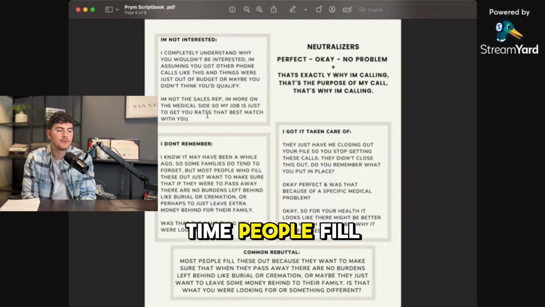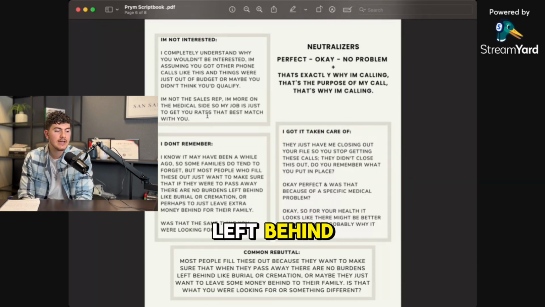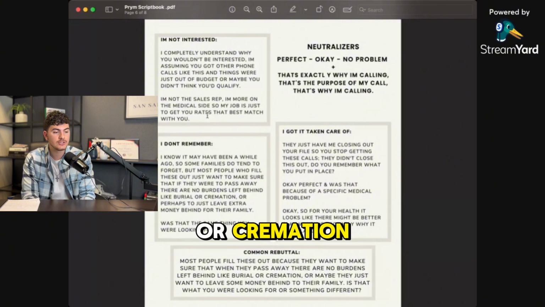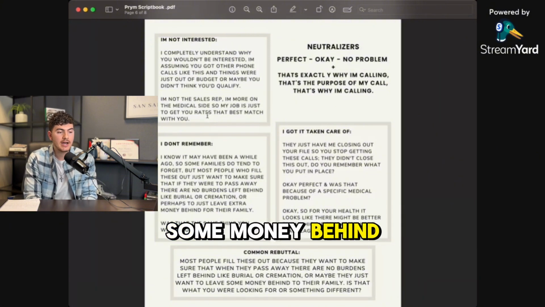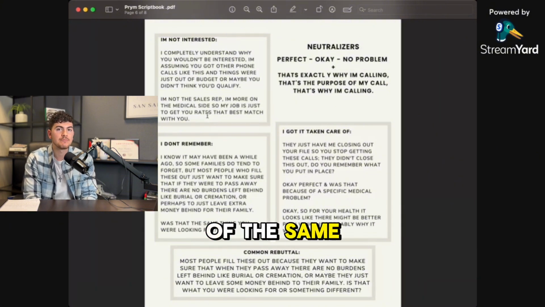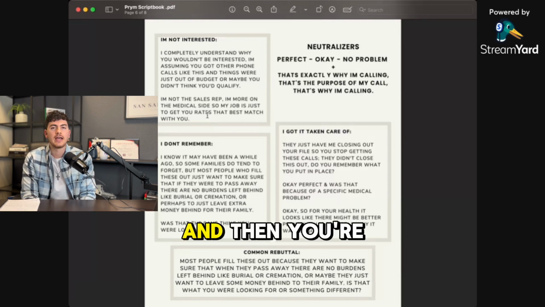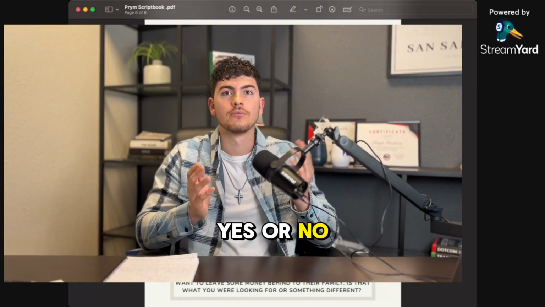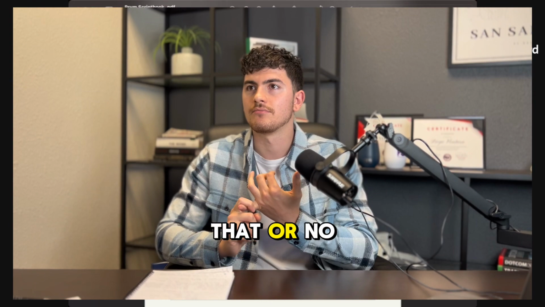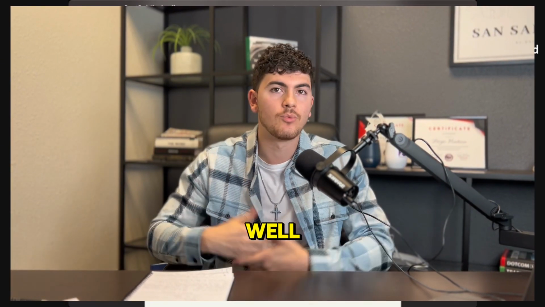Most of the time people fill these out because they just want to make sure that when they pass away, there's no burdens left behind, like the actual costs of burial or cremation, or maybe they just want to leave some money behind to their family. Is that kind of the same thing that you were looking at? And then you're going to know right there, yes or no. Oh yeah, I kind of was looking for that. Or no, I don't want anything to do with that. Boink, hang up. Well, at least you gave the rebuttal.